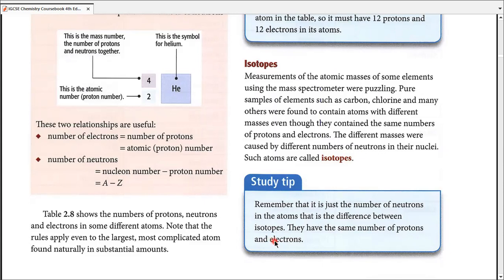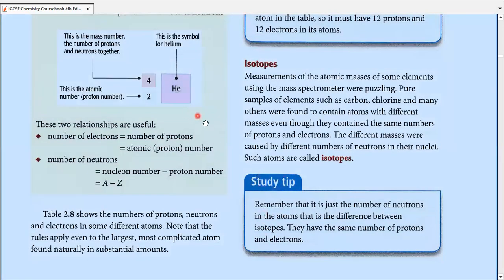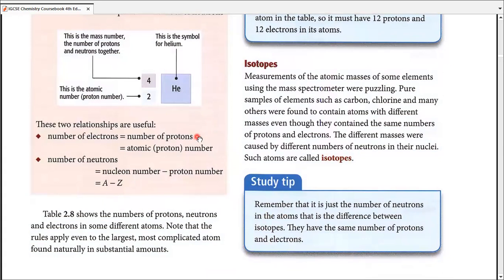That brings us to our next topic for today, isotopes. Now, when we started measuring the atomic masses of some elements using the mass spectrometer, it was a little puzzling. Even the atoms of the same element had different masses. How was that possible? It brought us up to a point where we were able to bifurcate them using the term isotope.